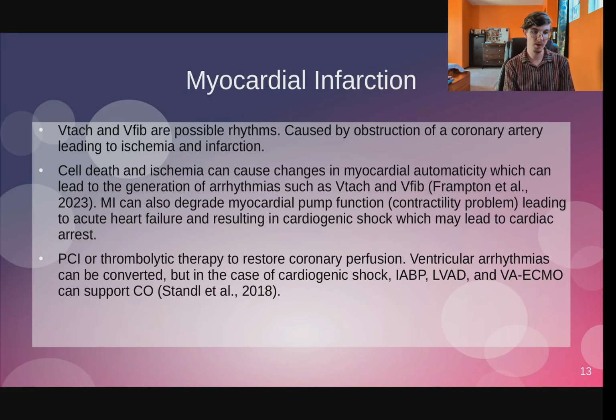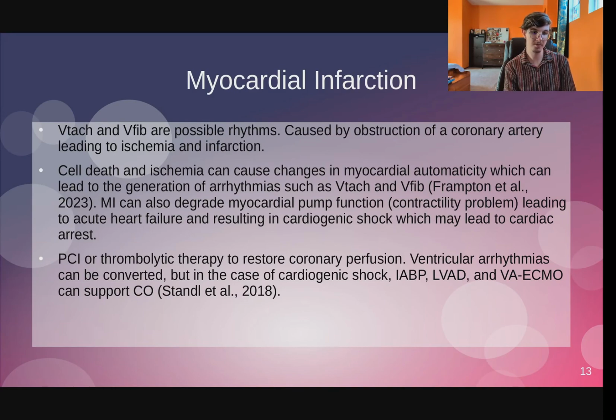What's the mechanism? Well, cell death and ischemia can cause changes in myocardial automaticity, which can lead to the generation of arrhythmias such as VTAC and VFib. Basically, this dead tissue is affecting the conduction and changing the way that the heart is regulating its beat. The MI can also reduce myocardial pump function. Think about it. Dead tissue is not going to contract properly. This is a contractility problem in that case, and that can lead to acute heart failure and result in cardiogenic shock that can also degrade to cardiac arrest. Basically, with that, the heart just can't pump anymore. There's a pump failure in that case.